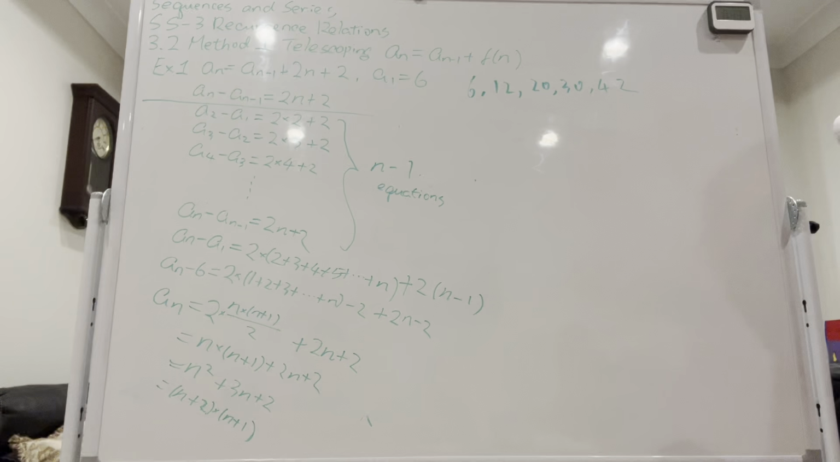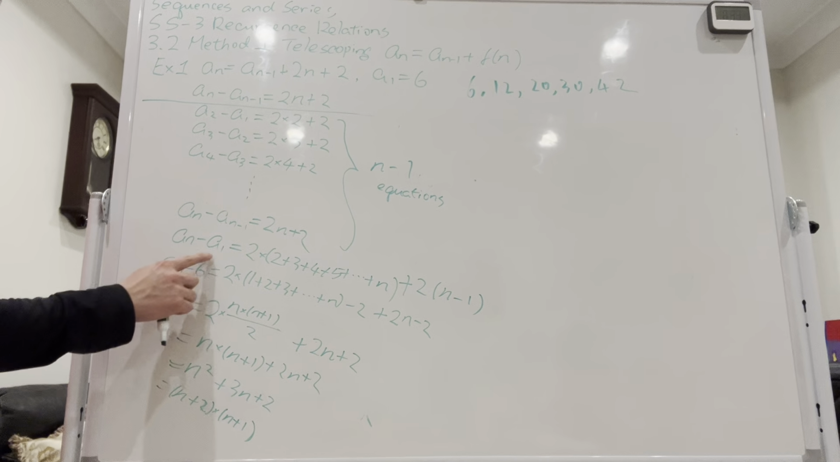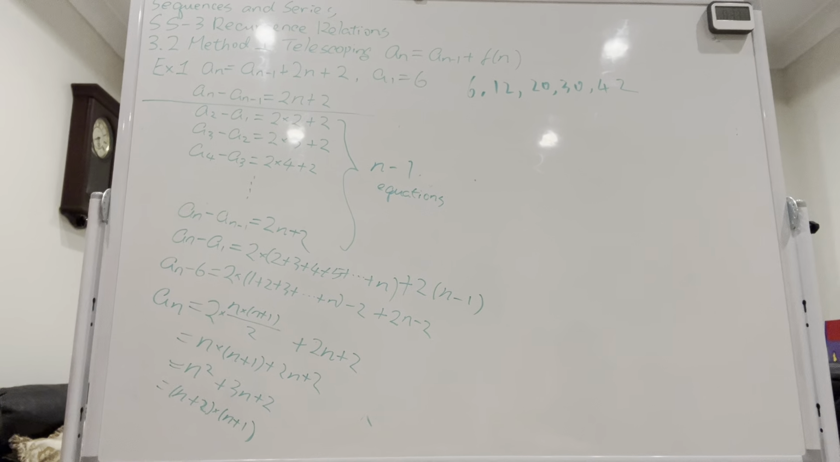Johannes? Can you explain the part where you do a n minus 6? And also, why this is... An minus A1. Yeah. But A1 is 6, so I just replace A1 by 6. Initial condition. Okay. You have a question? How come after the minus 6? Oh, never mind. So I'm going to do one more example.